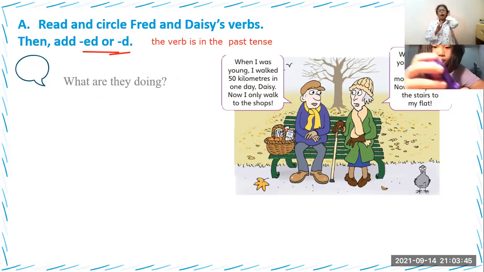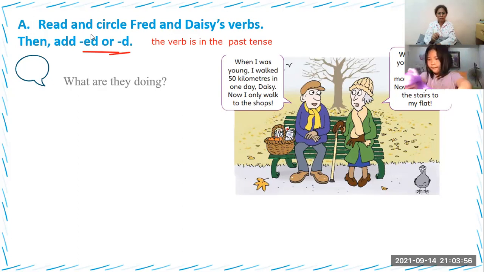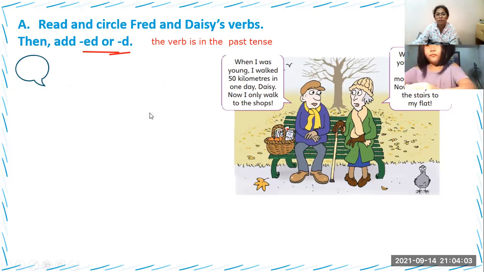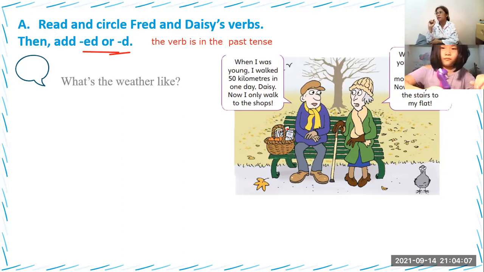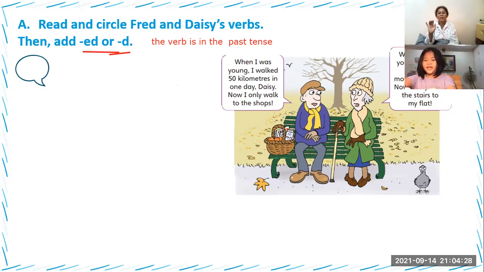What do you think they're doing in the park, Amy? They're talking. Yes, they are talking. Now, next. What's the weather like? It's cold out there. Why do you think it's cold? Because I can see the tree has no leaves. Very good. They're not wearing summer clothes. Yes.